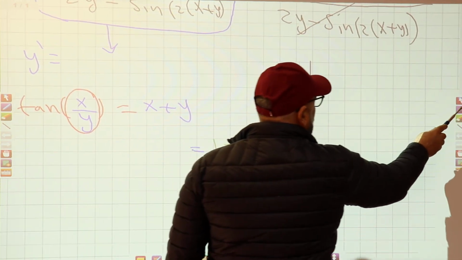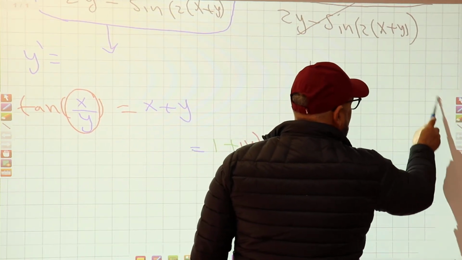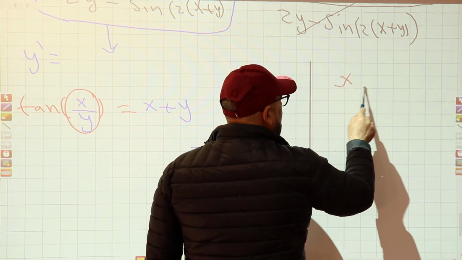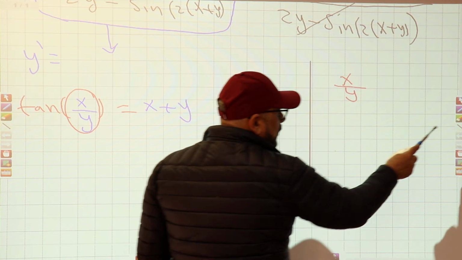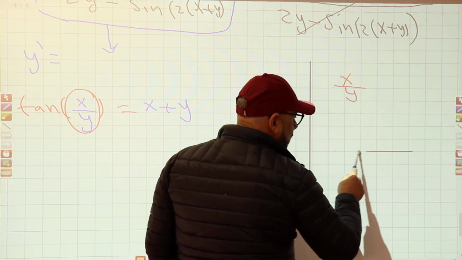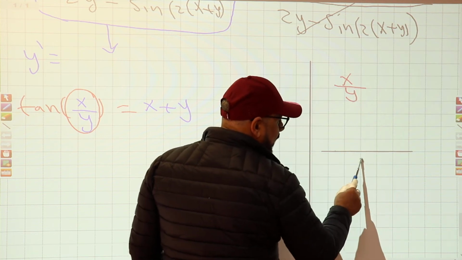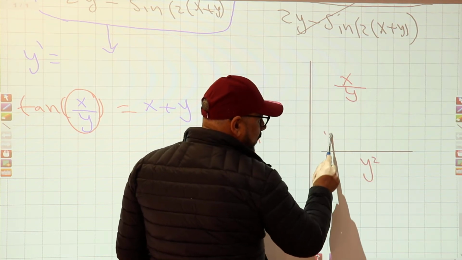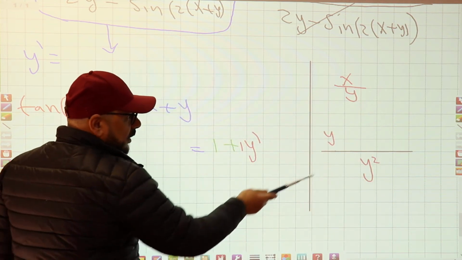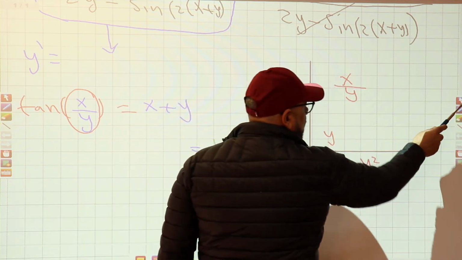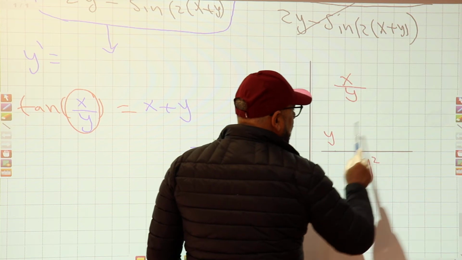X over y. I need to derive it. Look, I'm going to show you my way. You take the denominator, which is what? The y. You square it, and you keep it here. Then the y squared, the denominator, and you derive the numerator. You have to follow this order.